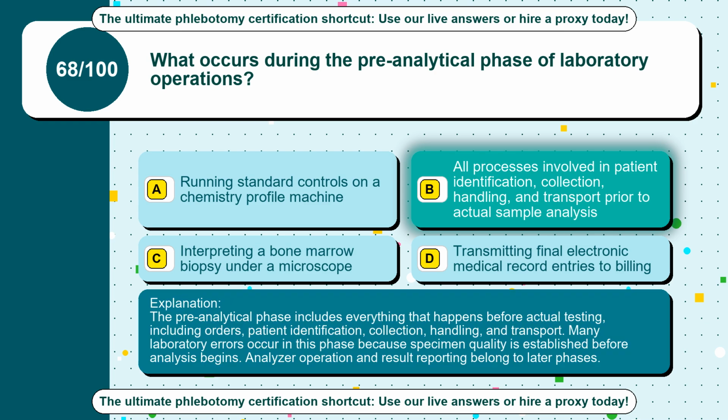analysis. The pre-analytical phase includes everything that happens before actual testing, including orders, patient identification, collection, handling, and transport. Many laboratory errors occur in this phase because specimen quality is established before analysis begins. Analyzer operation and result reporting belong to later phases.